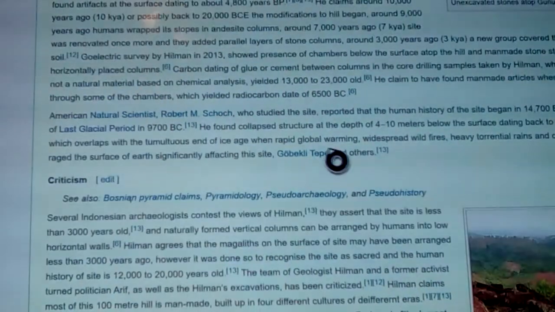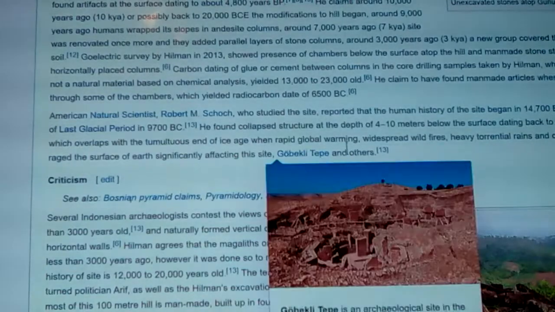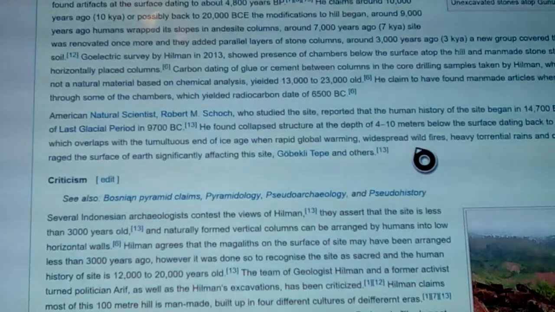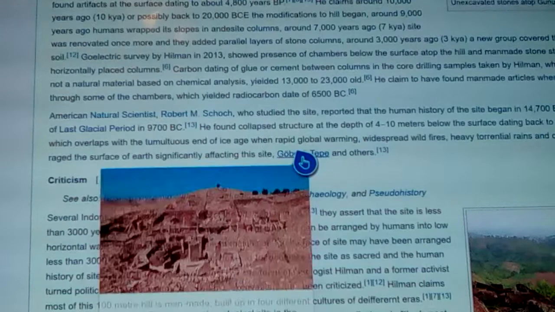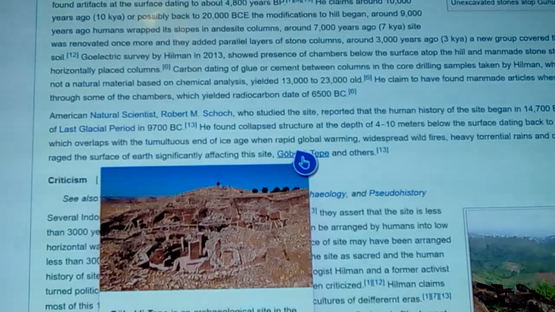So they tell you here that this overlaps with the tumultuous end of the last ice age: rapid global warming, widespread wildfires, heavy torrential rains, and catastrophes that raged across the surface of Earth significantly, affecting this site, and Göbekli Tepe and others, because it too was buried. And now they're comparing it to a site like this about the same time, and it was buried, and it was built. And oh, it looks like it's gone to crap because of earthquakes and stuff, but hell, Krakatoa is not too far away, and yeah, there's been a lot to go through there. Amazingly, Göbekli Tepe still held together, with the ground around it holding it up, the ground that didn't slide down and just mush it all flat.